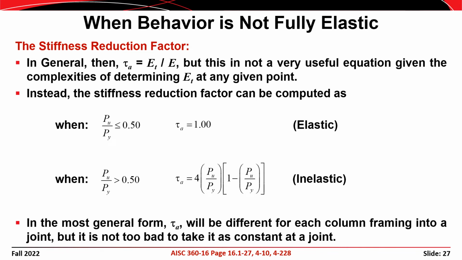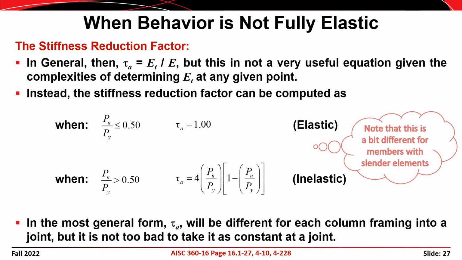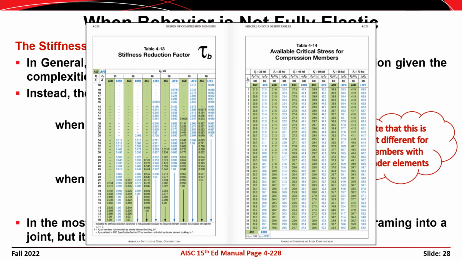In its most general form, the stiffness reduction factor will be different for each column that frames into a joint, but it's much simpler and not terribly inaccurate to take tau as constant at each joint. It should also be noted that the calculation of tau is slightly different if you're dealing with a column section that has slender elements. Note that there is a table in Chapter 4 of the AISC manual that provides a stiffness reduction factor, tau, as a function of the ratio of P sub u over P sub y and the nominal strength of the column.